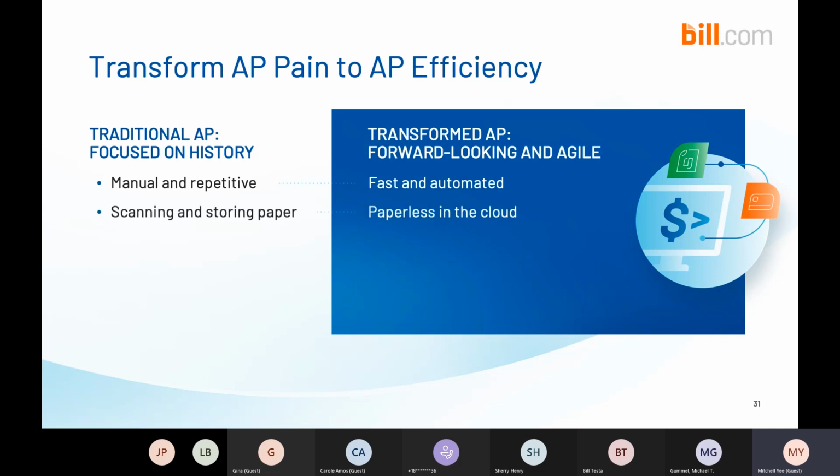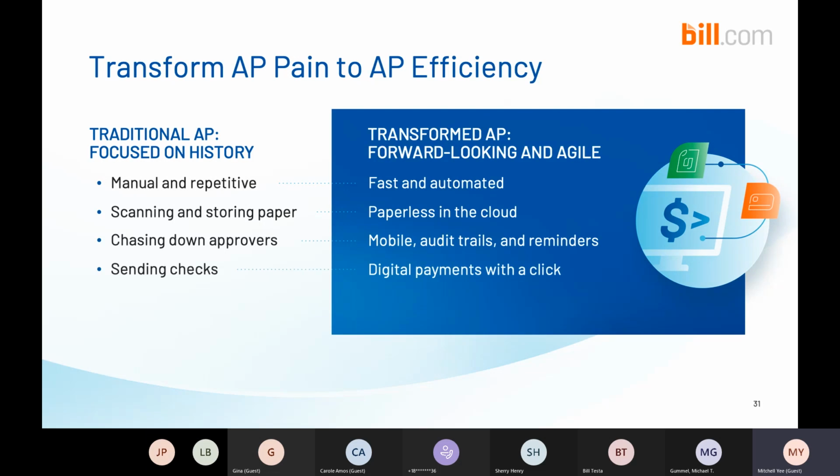Manual and repetitive becomes fast and automated. Scanning and storing becomes paperless in the cloud. Chasing down approvers becomes mobile audit trails and reminders. Sending checks becomes digital payments with a click. Manual reconciliation becomes automated sync with Microsoft Dynamics. Very simple and easy to do, and that's how we'll be able to change that with automation.